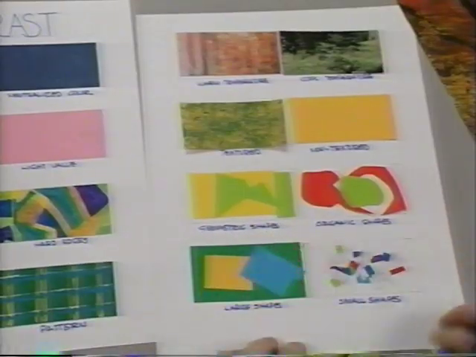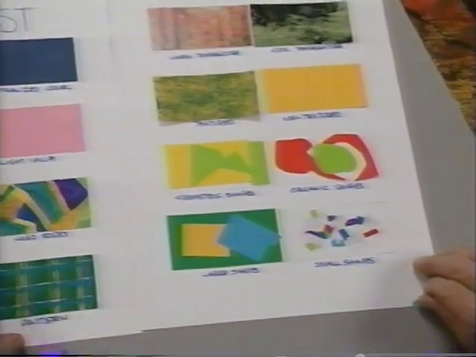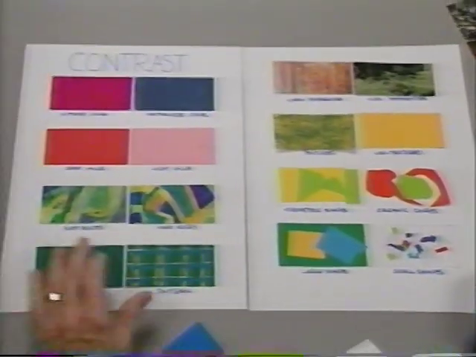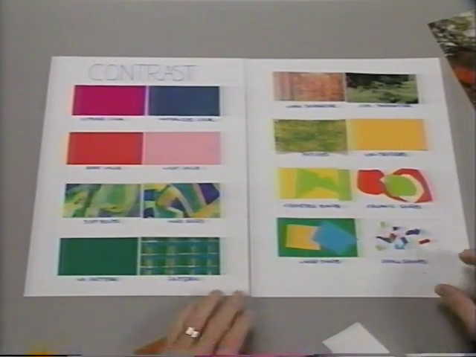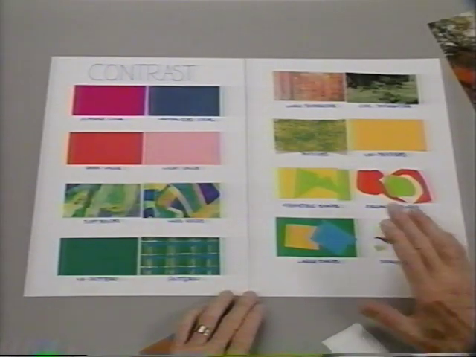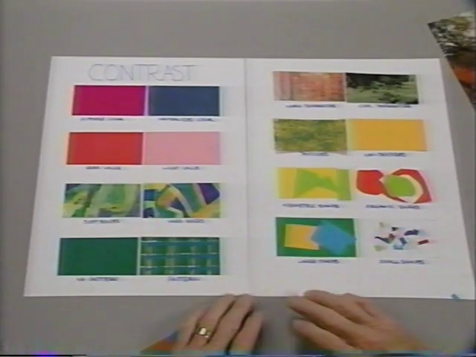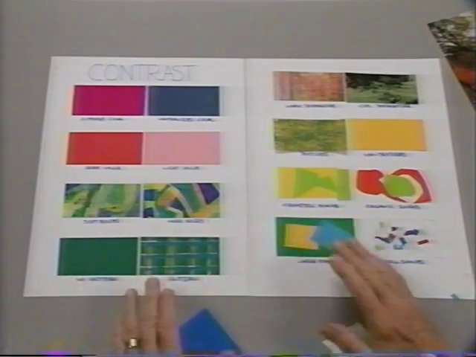And then you have a chart that has 8 different kinds of contrasts on it. And if you understand these contrasts, then you're able to put them in your paintings and make your paintings more interesting. They certainly will not be boring or the same if you continue to use all these kinds of contrast.